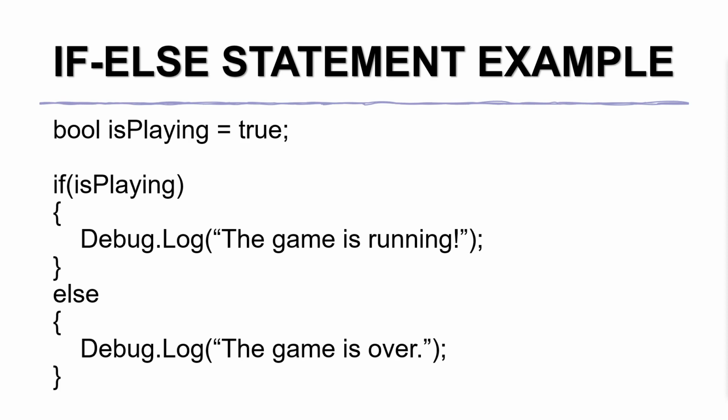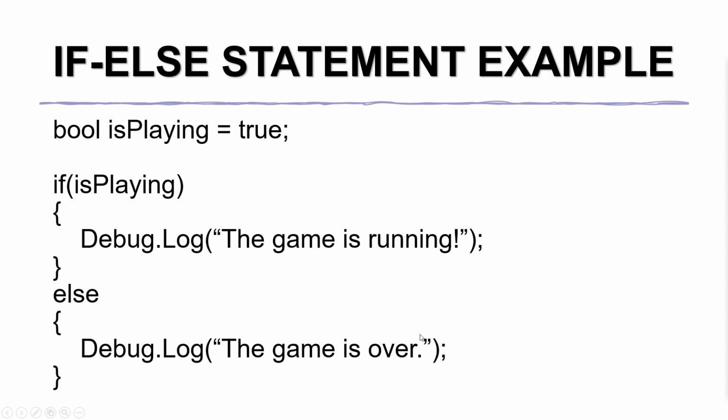As an example of how this would work in code, we still have that bool for isPlaying is equal to true. And if we are playing, print to the console that the game is running. If this is not true, that means we're not playing the game, so we can print out to the console that the game is over. So it's either one or the other.